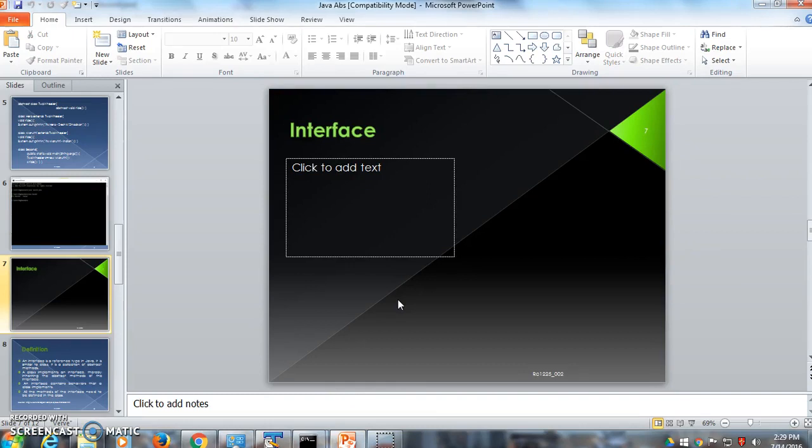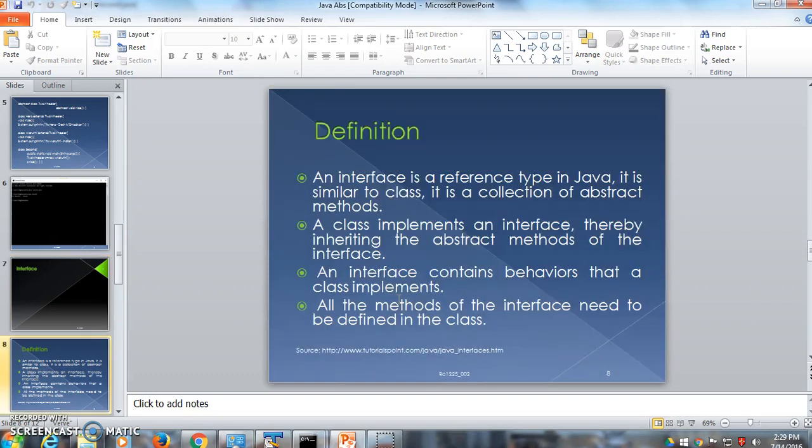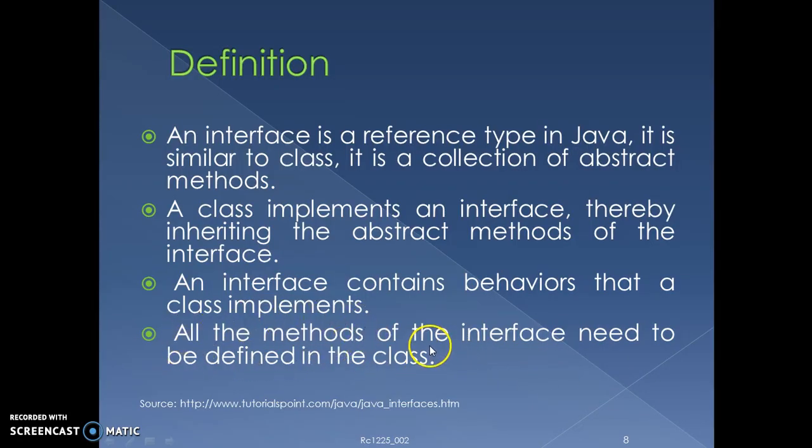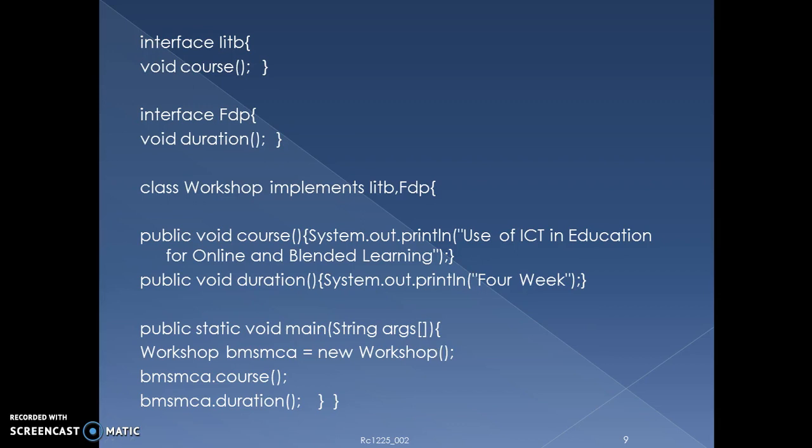Now we'll add a bit more complexity. Java provides yet another type of class called an interface, which is similar to a class and is a collection of abstract methods. A class implements an interface, thereby inheriting the abstract methods of the interface. An interface contains behavior that a class implements, but no concrete methods are defined in it. All methods of the interface need to be defined in the class. This is the criterion we have here. Now we'll see how exactly an interface looks.